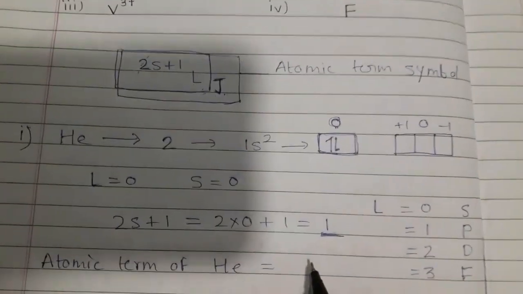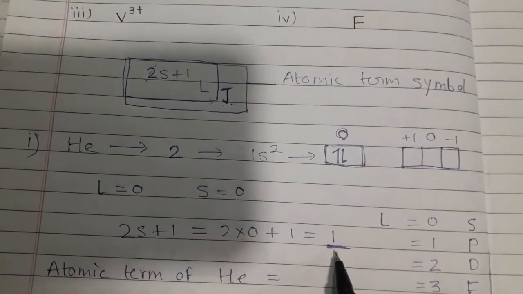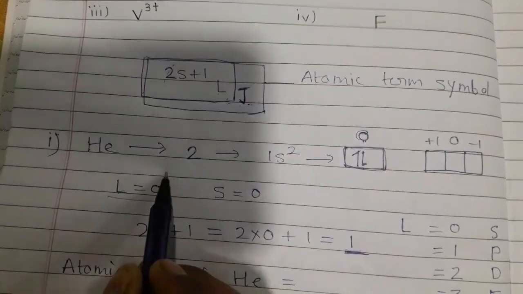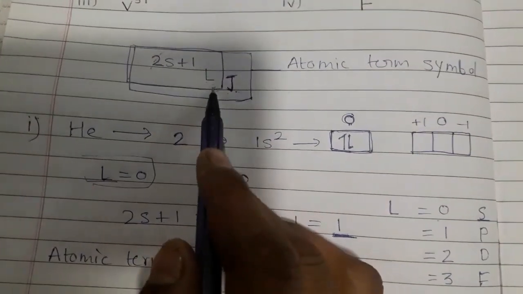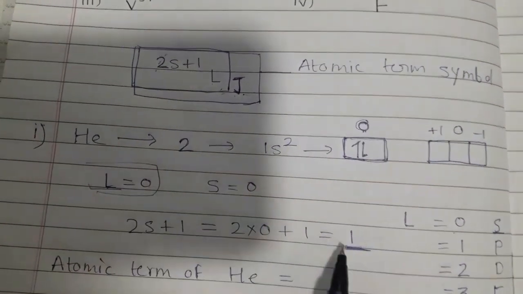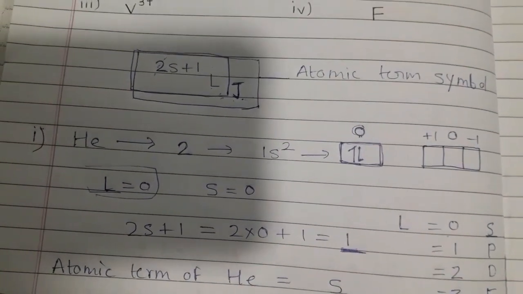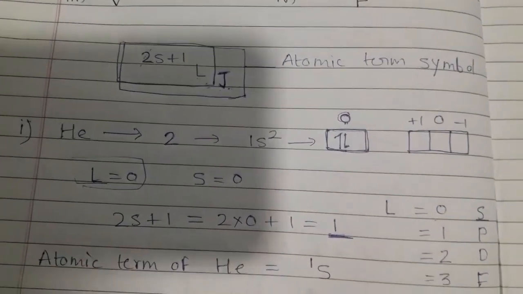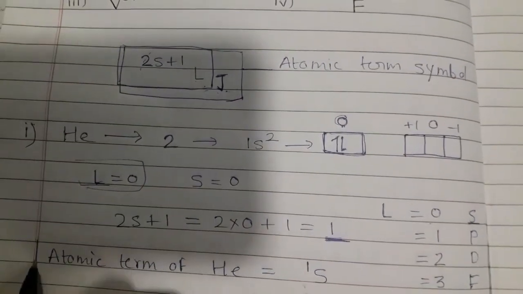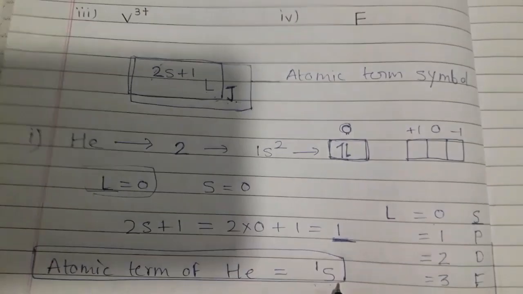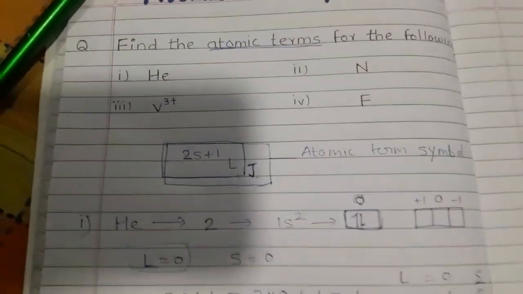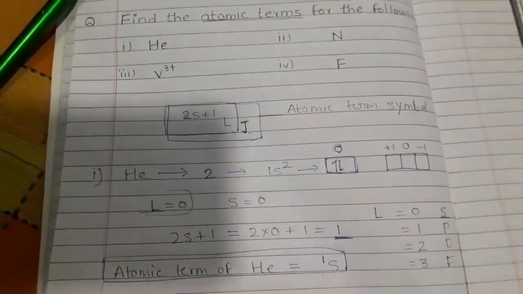So in the first case, for the helium atom, you can see the value of L is 0, alright. So for 0 the atomic term will be S. So we can write S in place of L in this particular formula, and in place of 2s plus 1 we have 1, alright. So we can write 1 here. So this is the atomic term for a helium atom. So the atomic term of helium atom will be 1S. So let's see the next element. I hope you are understanding what I am trying to say.